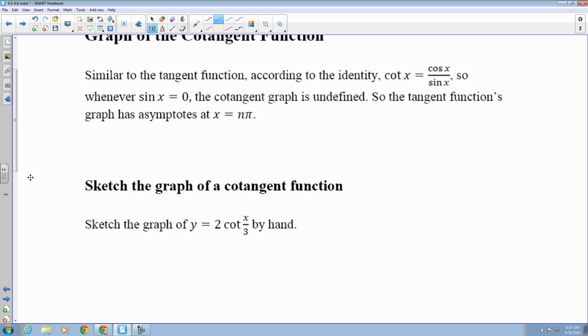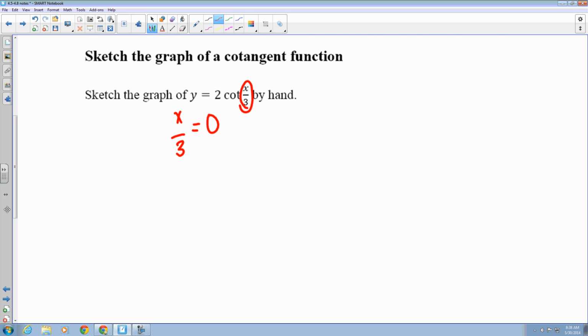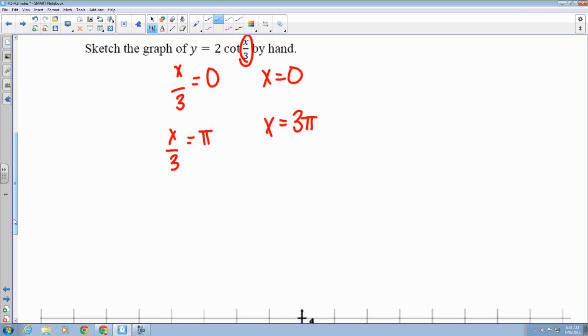So when we want to find those first and last asymptotes, like we did with the tangent, this time we're going to set whatever is after the cotangent function, so in this case it's x/3, equal to 0 and pi instead of -π/2 and +π/2. And that's going to find our first two. So 0 and 3 pi is going to be where our two asymptotes are located for our 5 key points. Otherwise, it's exactly the same.